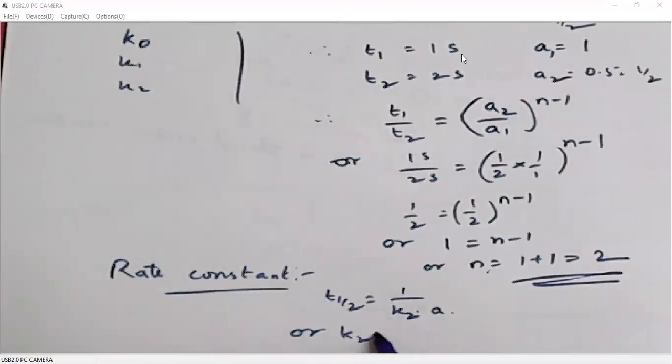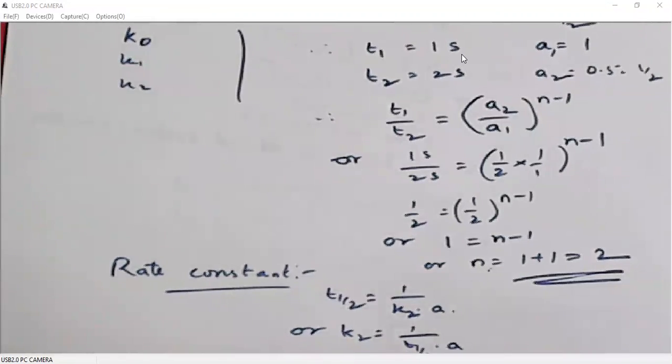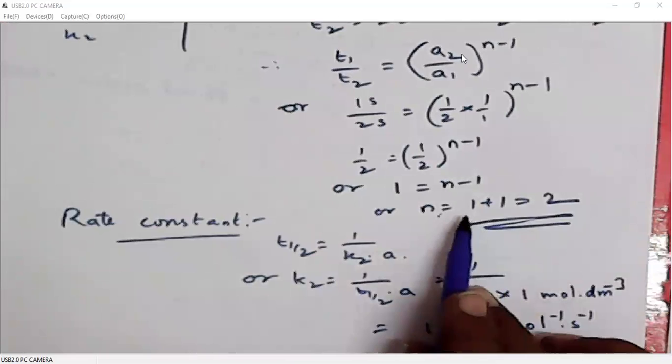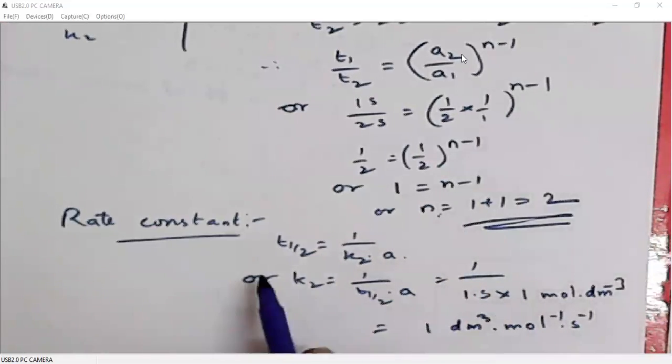When we rearrange it, K2 is equal to 1 by T half into A. We can substitute any of these values. So we will go for the first one. What is the half-life? It is 1 second. What is the initial concentration? It is 1 mole per decimeter cube, or 1 by 1, it is nothing but 1 decimeter cube per mole per second. So when we know the order of the reaction and half-life, we can easily calculate the rate constant value.